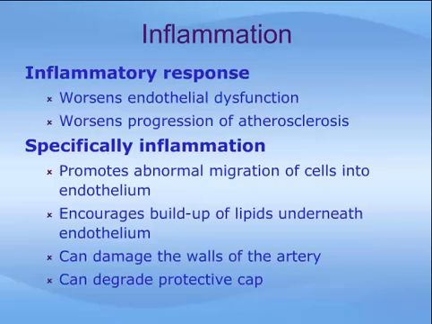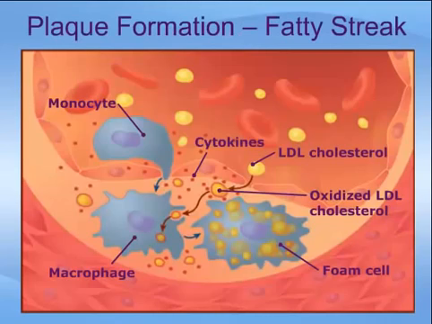The next few slides discuss the process of actual plaque formation. The first step in the development of an arterial plaque is the formation of a fatty streak. Once LDL cholesterol has penetrated the endothelial lining, it undergoes a chemical change, oxidization.